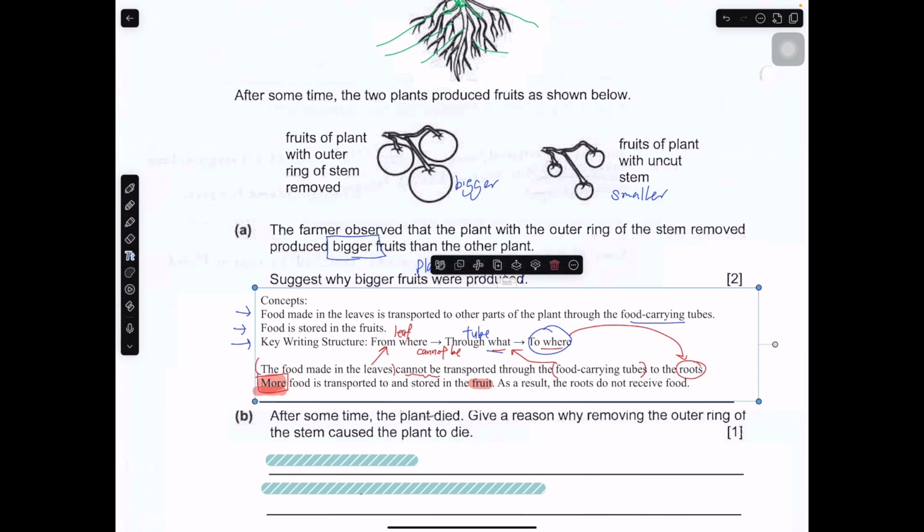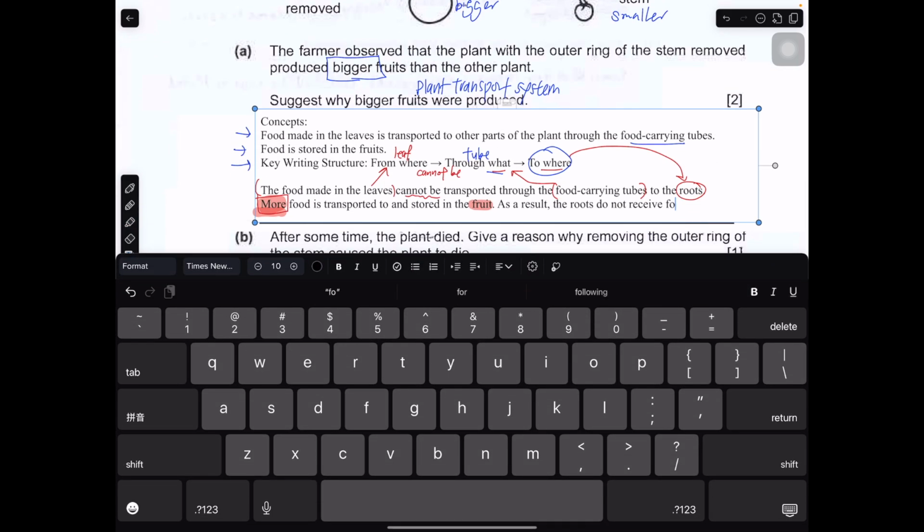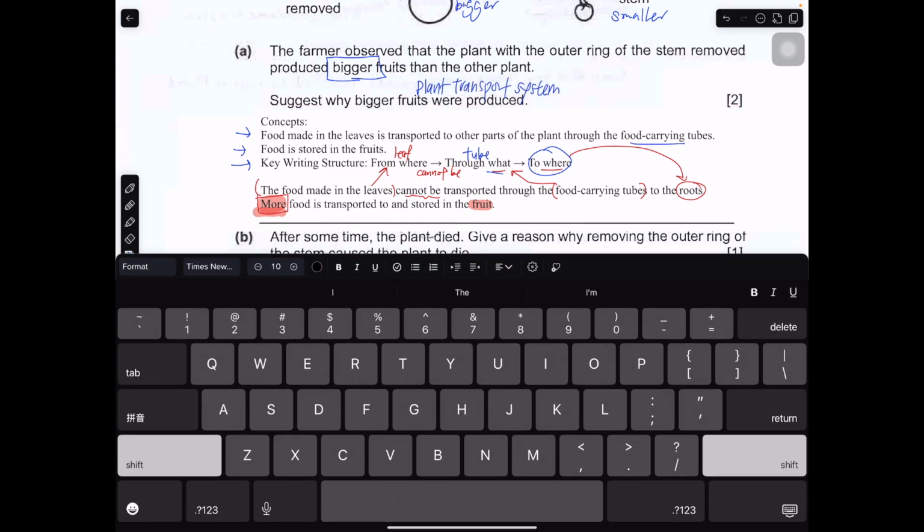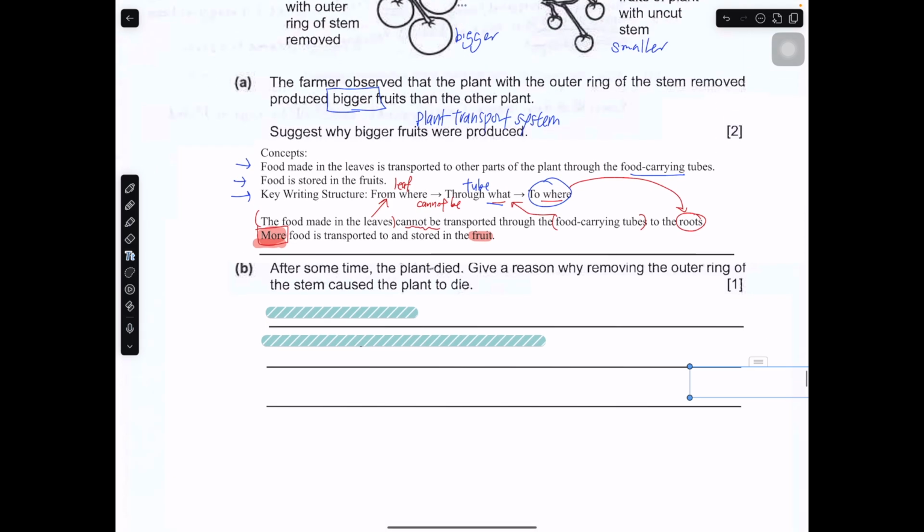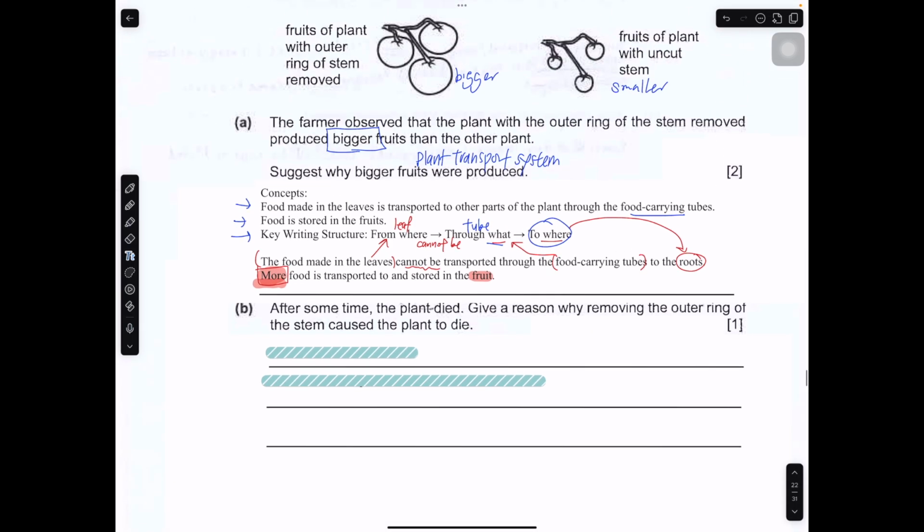This part is actually not required, because the question is talking about bigger fruits. So the earlier part will be good enough. It will fulfill the answer.